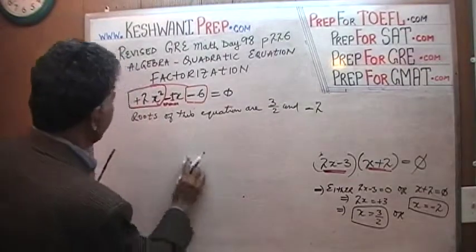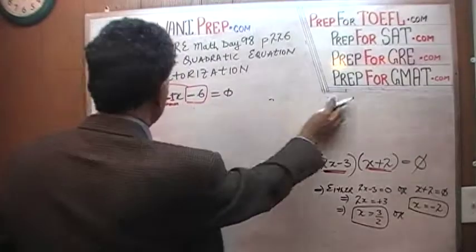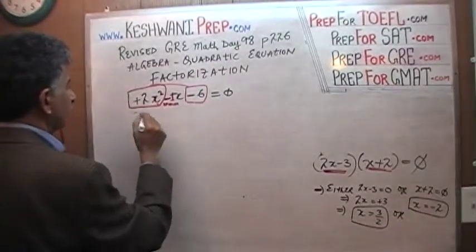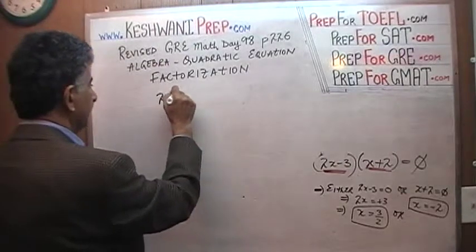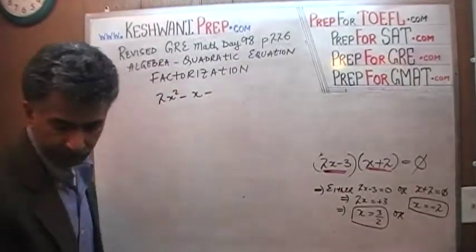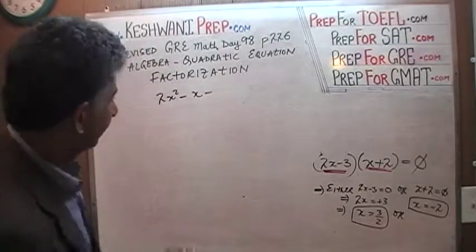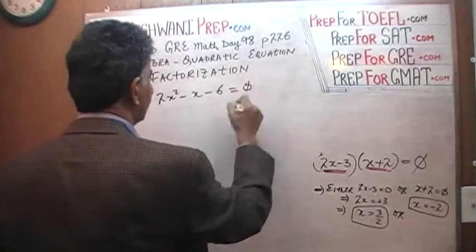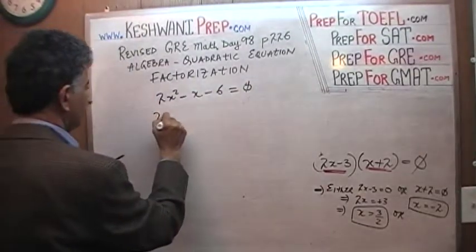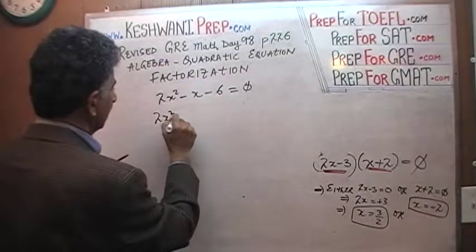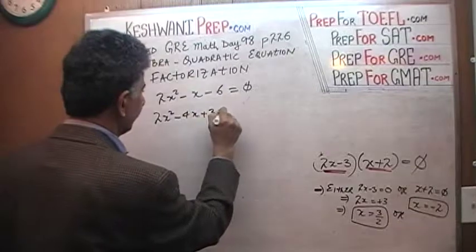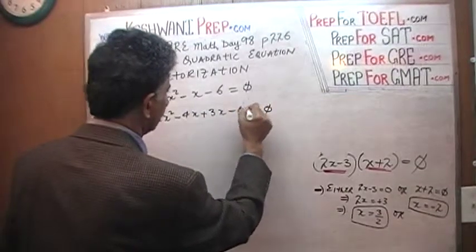But this time I'm not going to explain everything. We're just going to do it. So our equation was 2x squared minus x minus 6 equals 0. So our factors were what? 2x squared minus 4x plus 3x minus 6 equals 0. That should do the job.